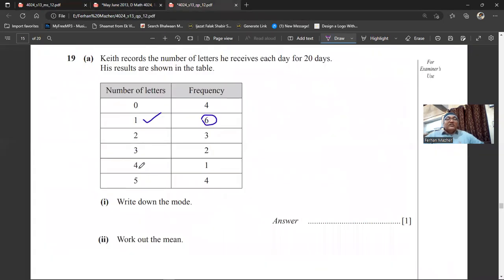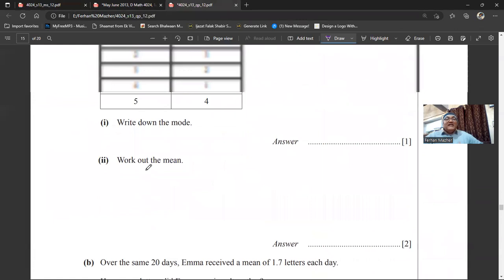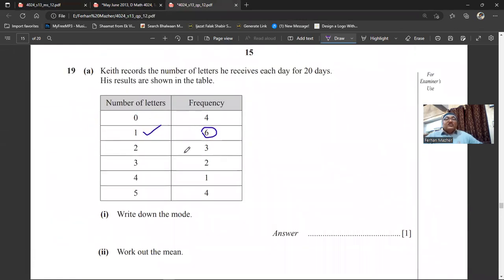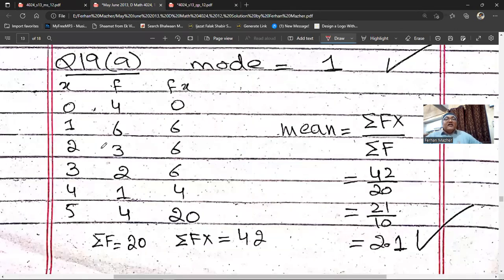Okay, so the next question is work out the mean. This is the x value. This is the frequency. x is 0, 1, 2, 3, 4, 5. The f is given 4, 6, 3, 2, 1, 4. I will find out fx. fx means you multiply the f and the x with each other. So 0 times 4 will be 0, 1 times 6 will be 6, 2 times 3 will be 6, 3 multiplied by 2 will be 6, 4 multiplied by 1 will be 4, 5 times 4 is 20.